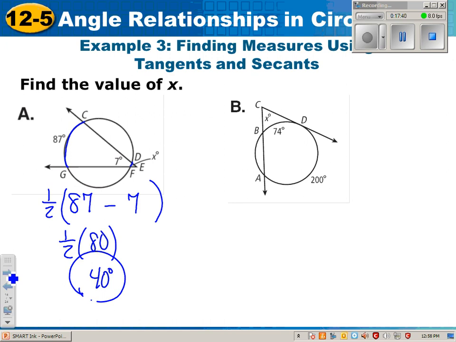Okay. B, again, we're looking for angle DCB, or X, which is outside. So what two arcs do I want to subtract? DA minus DB. So inside the angle, this big arc minus this little arc. So half of 200 minus 74. What's 200 minus 74?